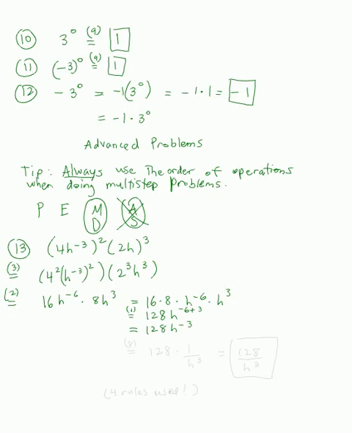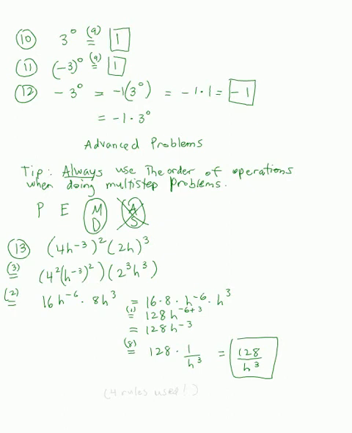So for this, we're going to use rule number 6. It says that we move the negative power to the other side. We end up with 128 times 1 over h cubed. Okay, that's by rule number 8. But that's the same as 128 over h cubed.